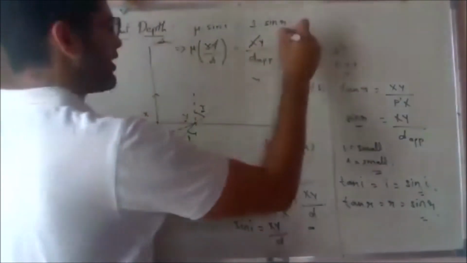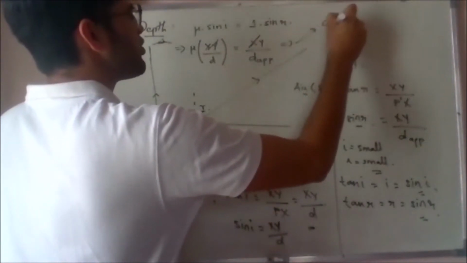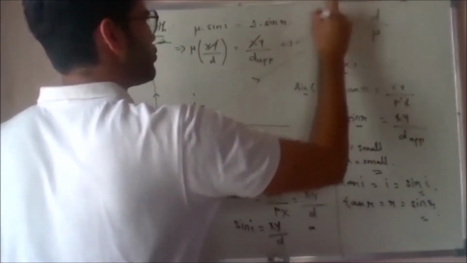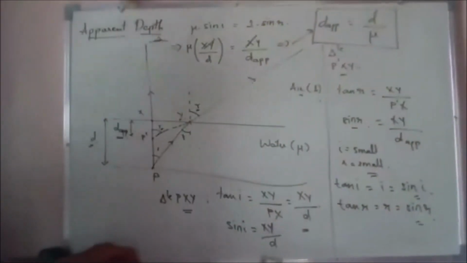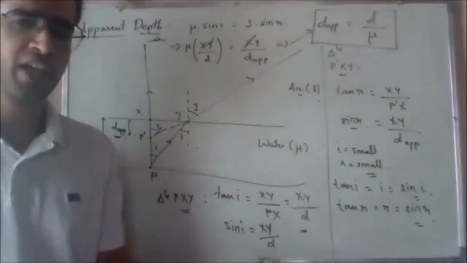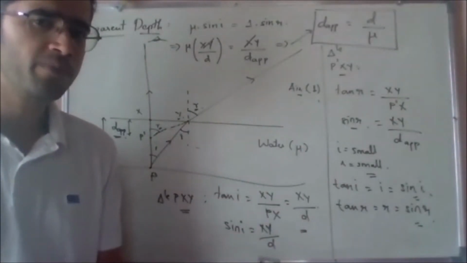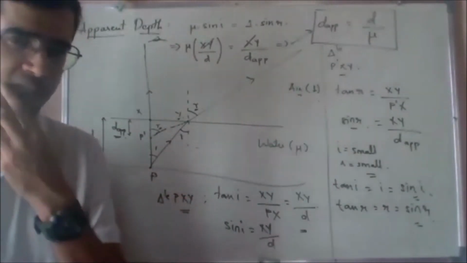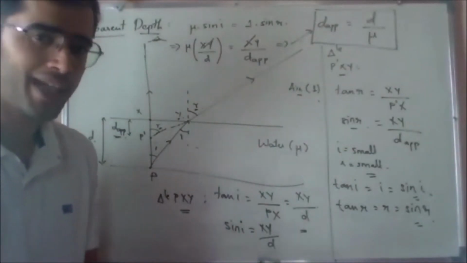So what are we left with? We are left with d apparent is equal to, let me write down the formula over here, your actual depth divided by mu. So this will be the formula in the case where your light ray is traveling from mu to 1, right? So here, where is the observer? The observer is in the rarer medium and he's observing an object in a denser medium. So in that case, the depth seems to be lesser than what it actually is.